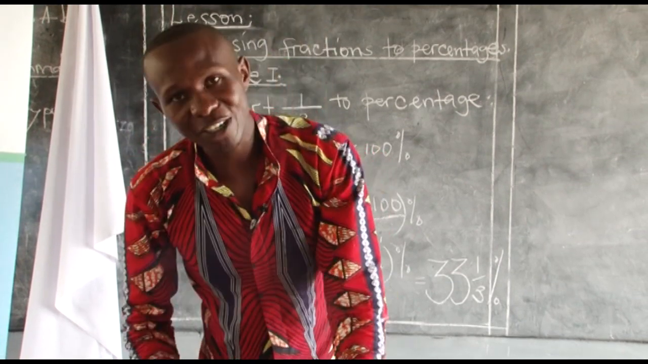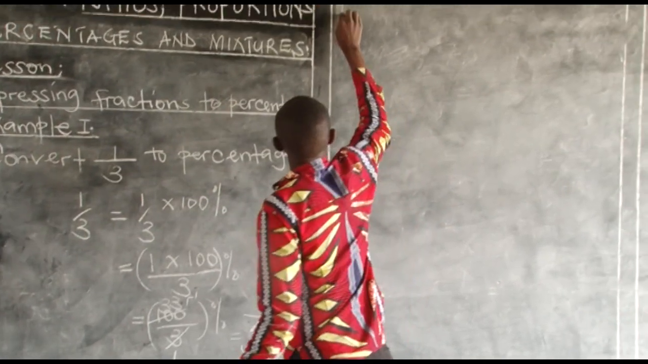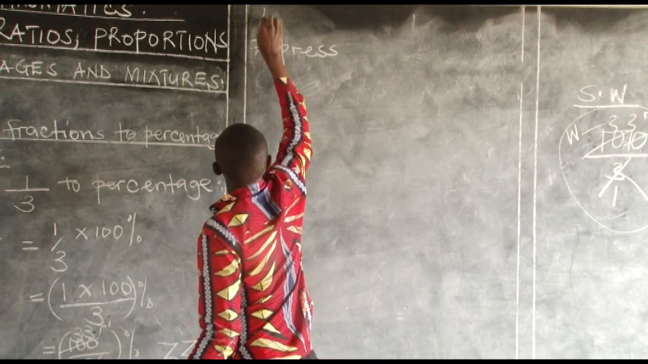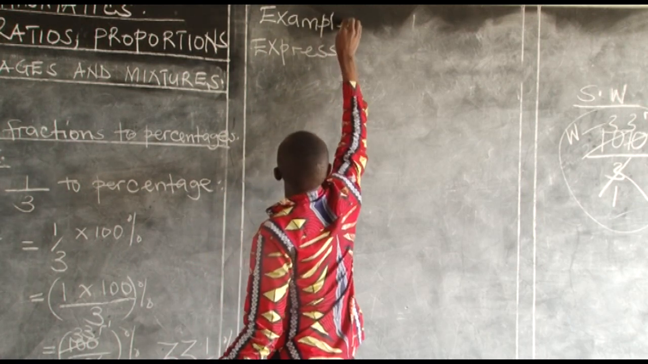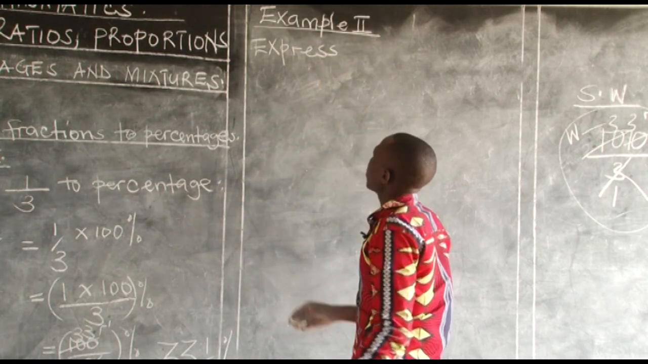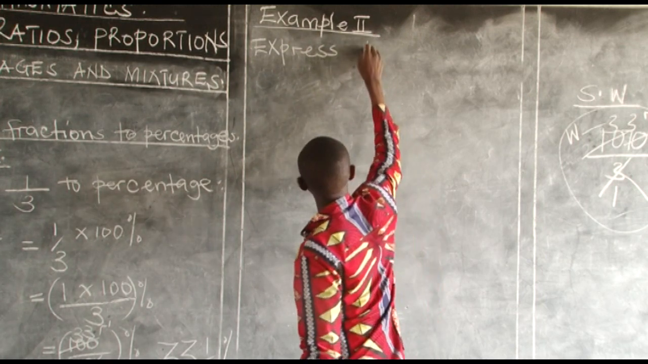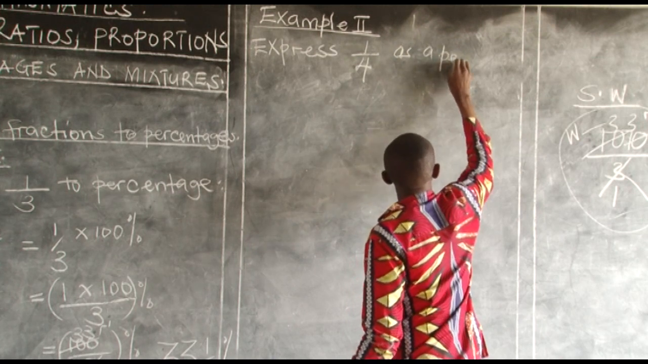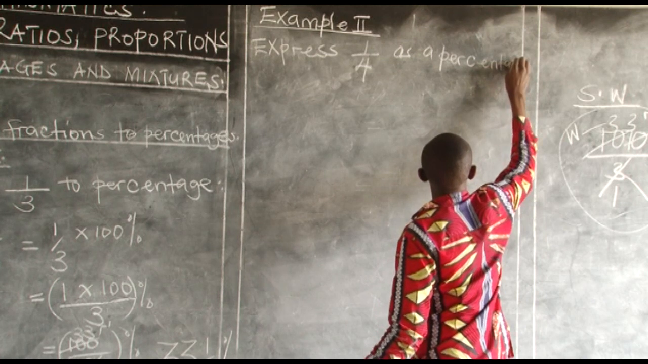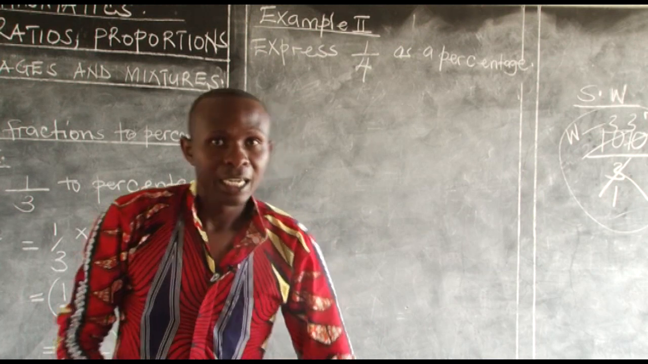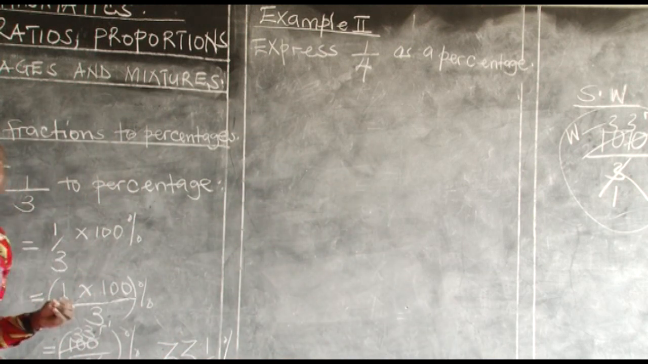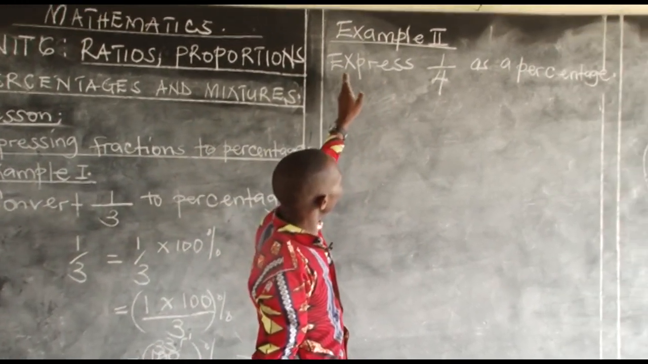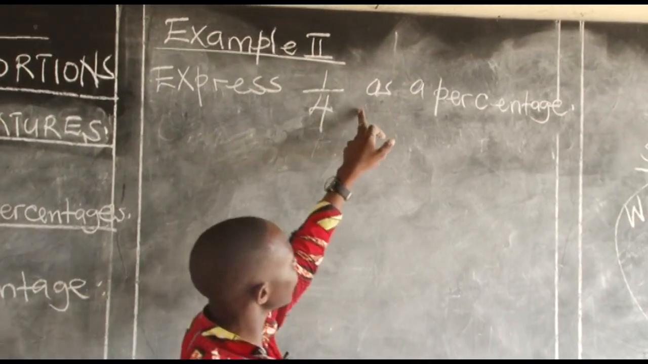This is the first example. Let's go to the second example and see what it says. Example 2 says, express 1 out of 4 as a percentage. That's another example which is related to the first example. The first example was 1 out of 3, the second example we have, our question says, express 1 out of 4 as a percentage.